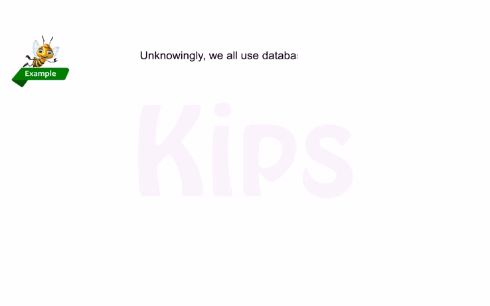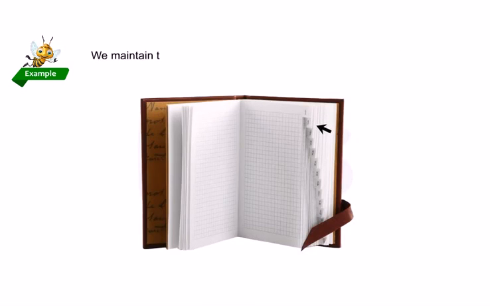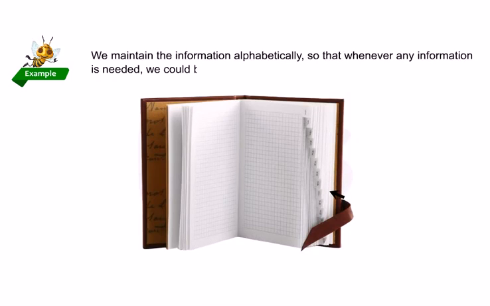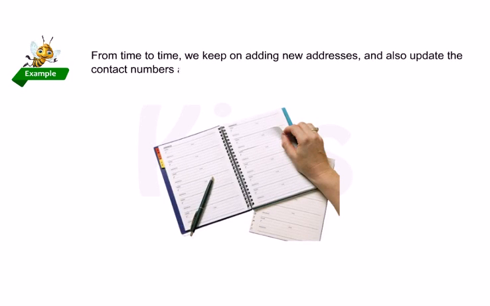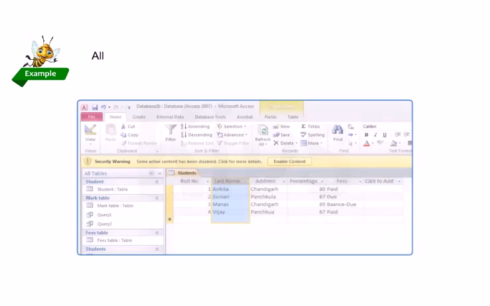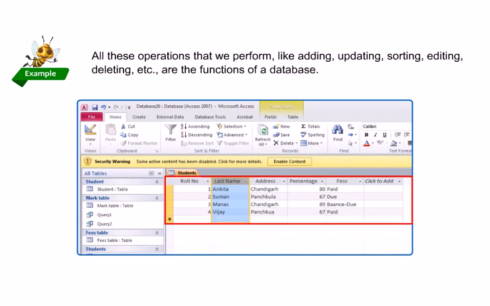Unknowingly, we all use databases in our daily life. We maintain our personal address diaries, wherein we record addresses and telephone numbers of our friends. We maintain the information alphabetically so that whenever any information is needed, we could browse and extract the information quickly. From time to time, we keep on adding new addresses and also update the contact numbers and postal addresses of our friends if there is any change. All these operations that we perform, like adding, updating, sorting, editing, deleting, etc., are the functions of a database.